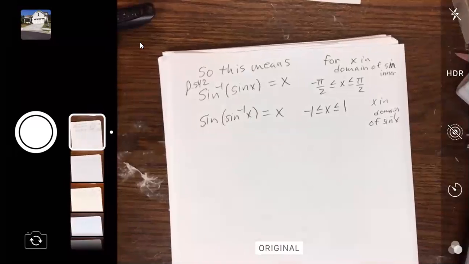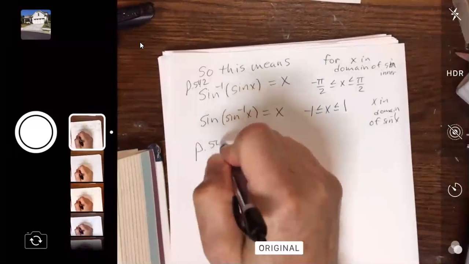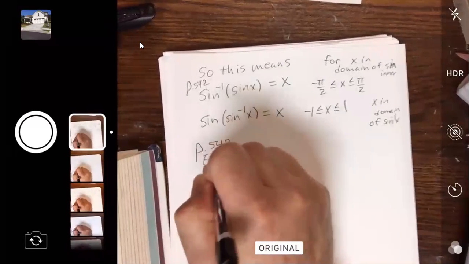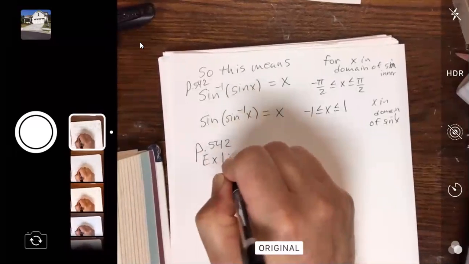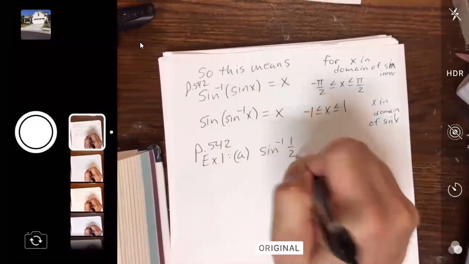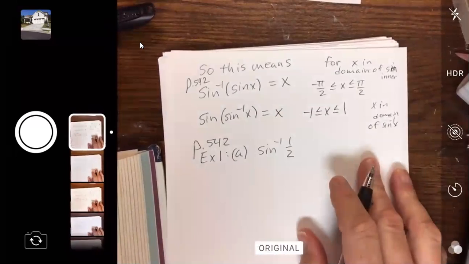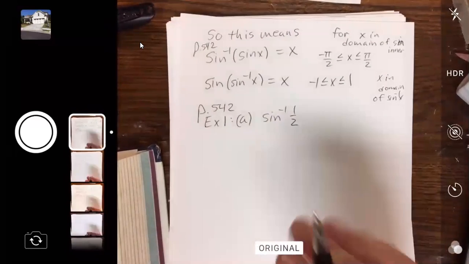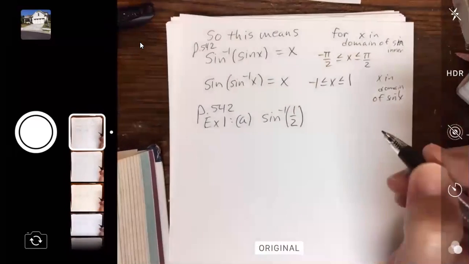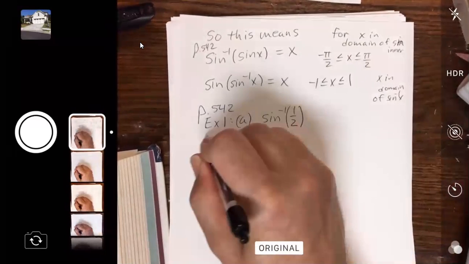Okay, let's try a couple examples right below. Example 1, part A, arcsine of 1/2. Basically, you can convert this to sine.